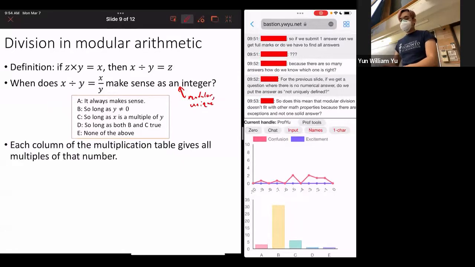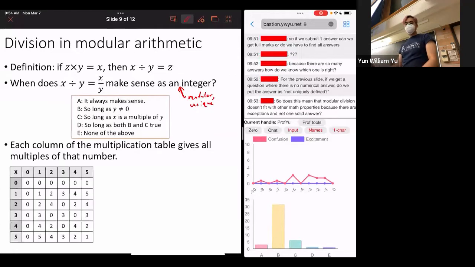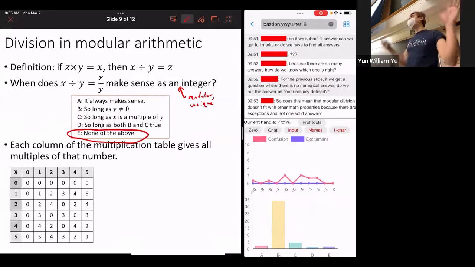Notice that each column of the multiplication table gives all multiples of that number. And so the question is, when are those multiples all possible numbers? Notice the multiples of 0 are 0, so you can't divide by 0. Actually, I should mention, the answer here is none of the above. You need both conditions B and C, but there is an additional condition that in order for division to be well defined, and we'll talk about that in a moment. So you can't divide by 0 because you don't get all possible numbers.